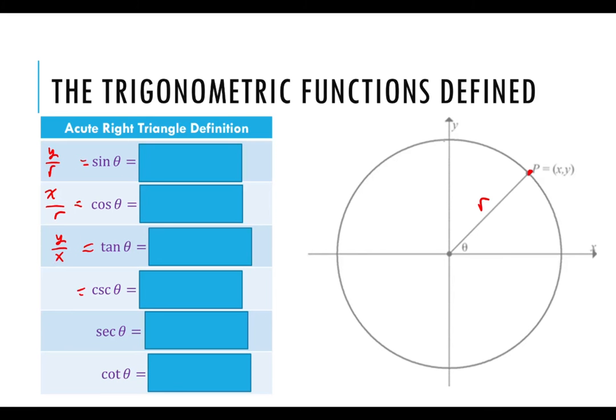Cosecant is the reciprocal of sine, or r divided by y. Secant is the reciprocal of cosine, or r divided by x. Cotangent is the reciprocal of tangent, or x divided by y.